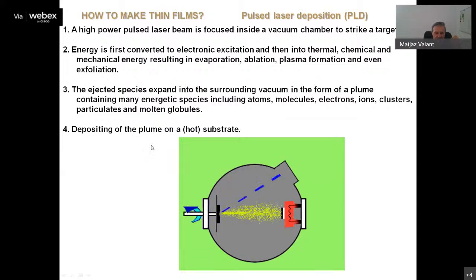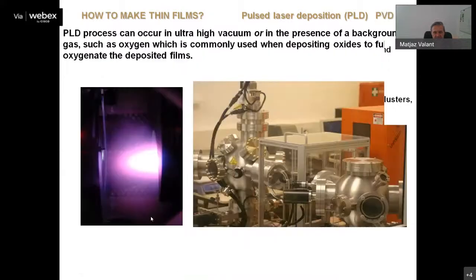Now we can choose to warm up the substrate a little bit. Why? To allow diffusion of the atoms on the surface, and with that to get better ordering of the atoms within thin films, fewer defects, more crystallinity. Here I show you a picture of how this plume looks. You see this plume extending from the target towards the substrate, and it's shining because there is a lot of energy in the ions, a lot of excited electrons that emit photons during the relaxation.